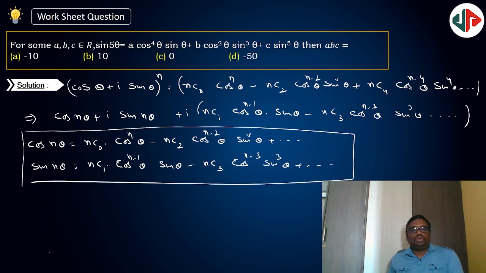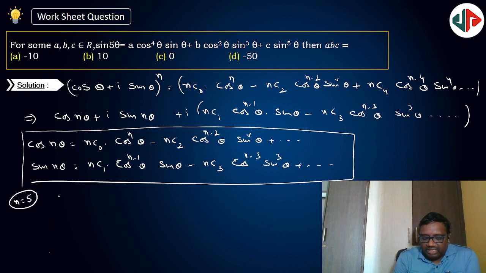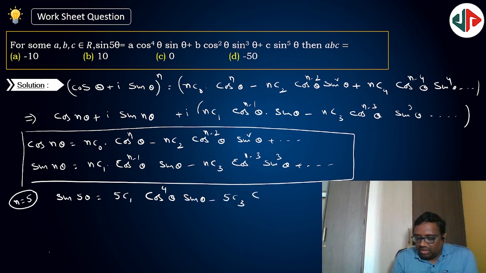Now if you want cos 2 theta, replace n with 2 and simplify. That is only your cos 2 theta. Now here I want sin 5 theta. So sin 5 theta means replace n equal to 5. Then sin 5 theta is equal to 5C1 cos^4 theta sin theta minus 5C3 cos^2 theta sin^3 theta plus 5C5 sin^5 theta.